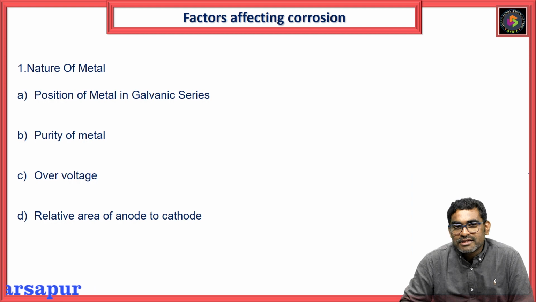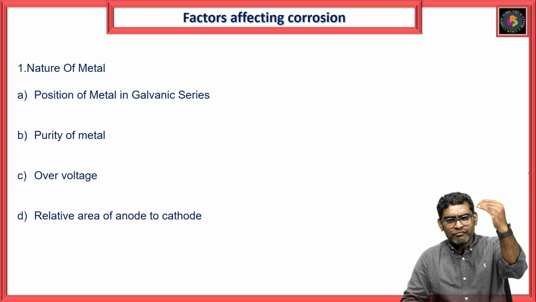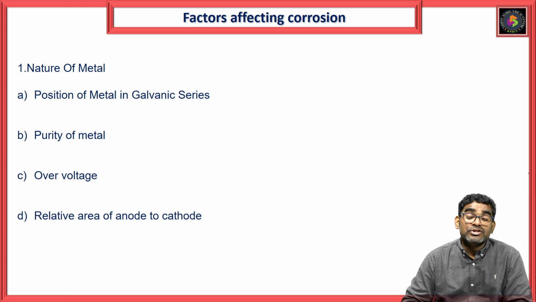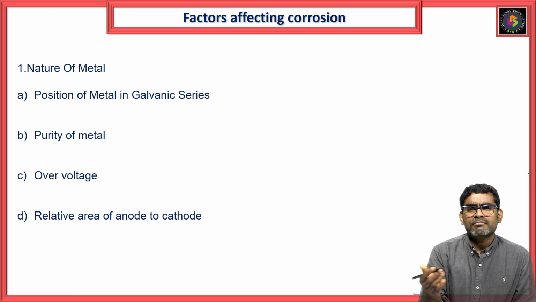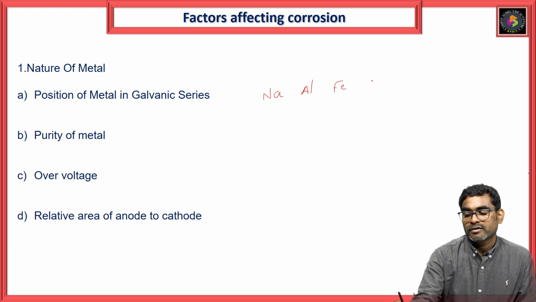So what is this galvanic series? See, even in electrochemistry, we have the electrochemical series, where all metals are arranged based on their reduction potential values. As we go from top to bottom, the reduction potential values increase. Here also, we have a similar series, called the galvanic series. Suppose there are some metal combinations, like sodium, then aluminium, then iron, then copper, then silver.